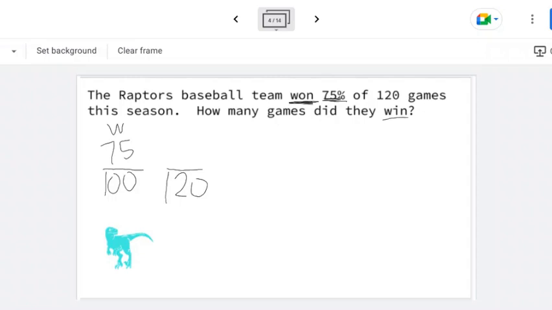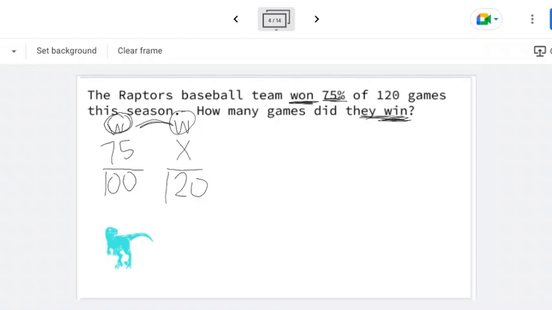It says how many games did they win. So that's our part, because unfortunately most teams don't win every game. So we know that we only are going to win part of them. So again, if we look, the 75 represents the percent they won, and our X is going to give us how many games they actually won. So again, our tops need to match up.